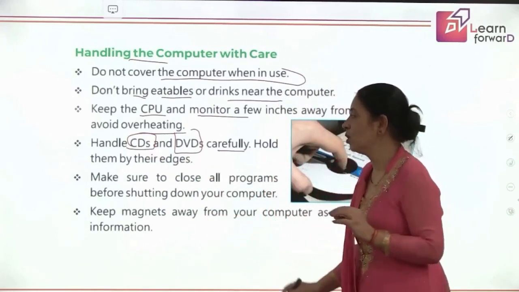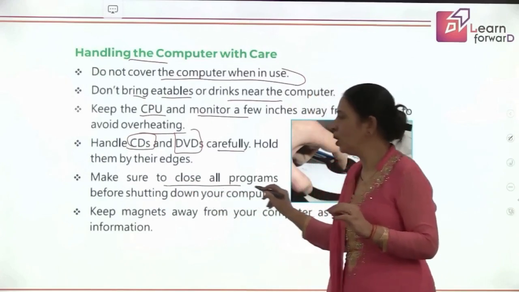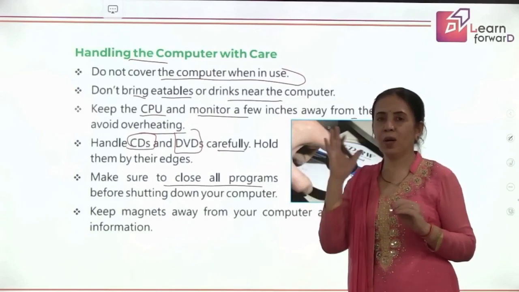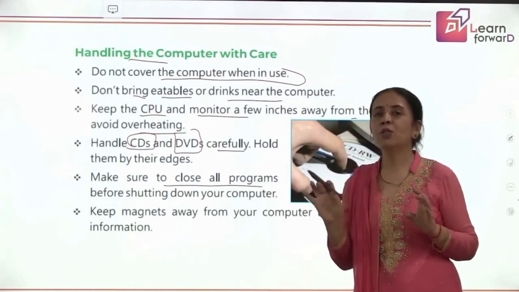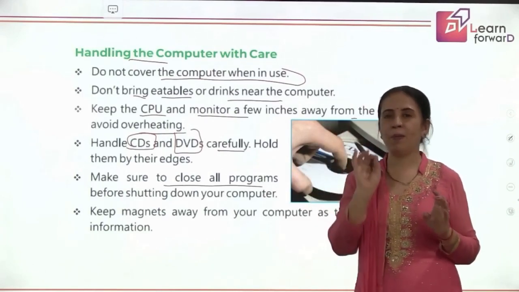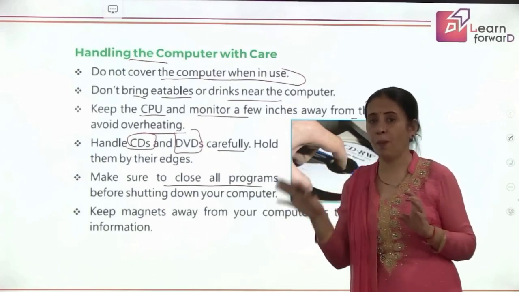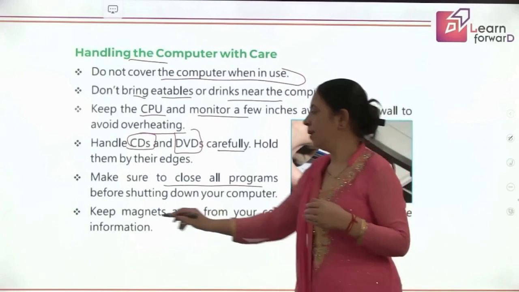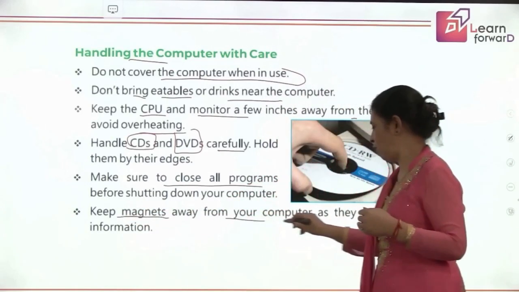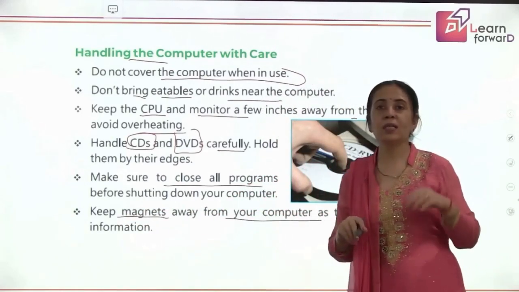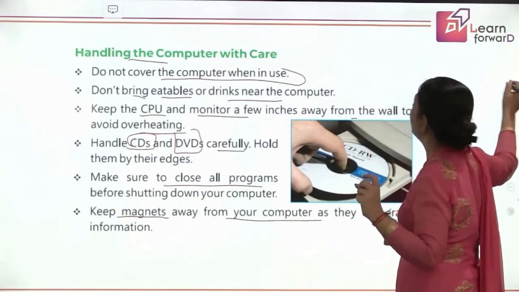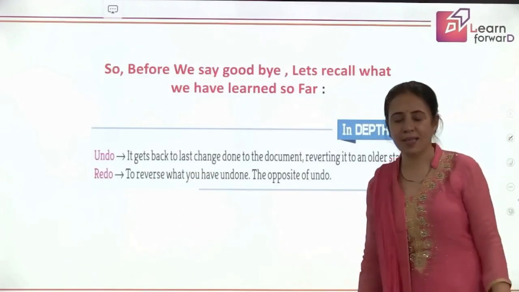And also, children, make sure to close all the programs. Whenever you are shutting down the computer, make sure every application program, every software, is closed properly so that it does not crash. And keep magnetic things away from the computer because they may erase any of your information that is stored inside the computer.